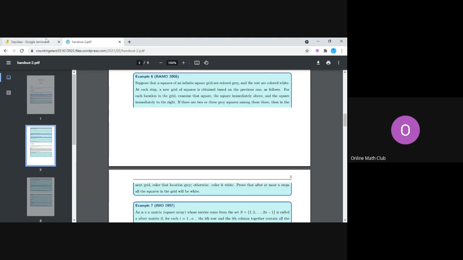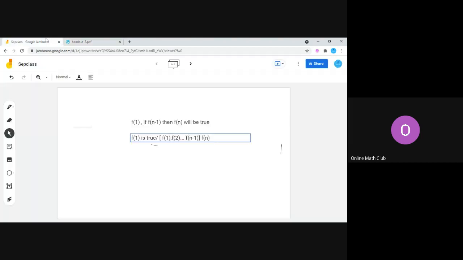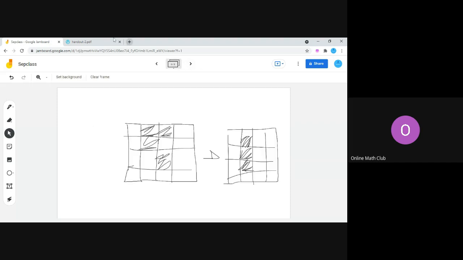Hopefully you all have read the problem. I just drew up an example of what could be. What this problem is saying is that you have a bunch of squares. So do try this problem in the meantime. Keep trying the problem. Try the small cases. Let me send the link again.